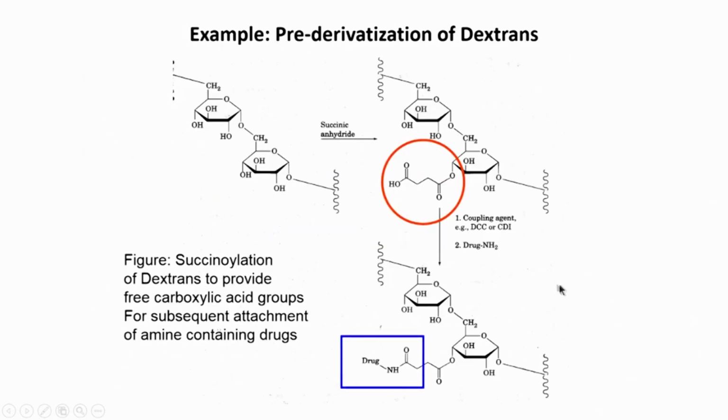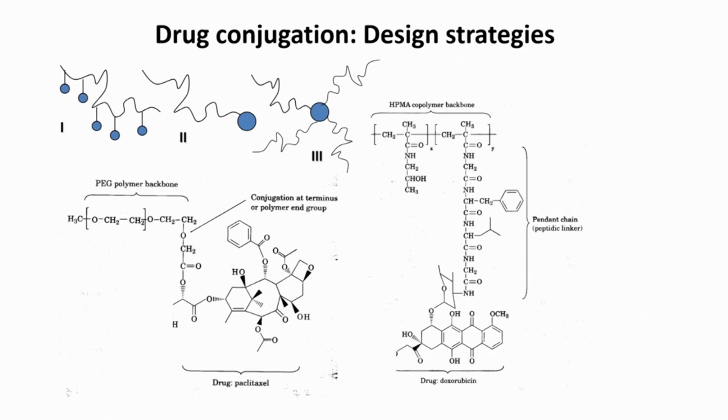So, some examples of pre-derivatization. Here you have a big sugar molecule. You first derivatize it using a succinic anhydride. Because of that, you have now added a succinic group on this polymer, and then you use that to attach your drug molecule. And then similarly, there are other design strategies. As I said, you can have drug dangling on the polymer surface, you can have only one drug molecule for one polymer, or you can have one drug molecule for several polymers. So, all of this is possible. Here is just another example of that, the first case.